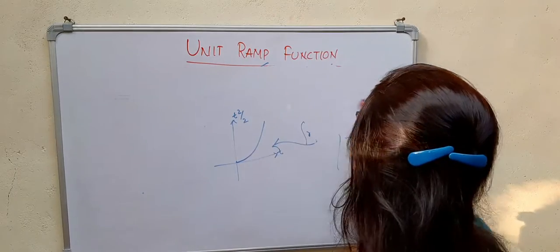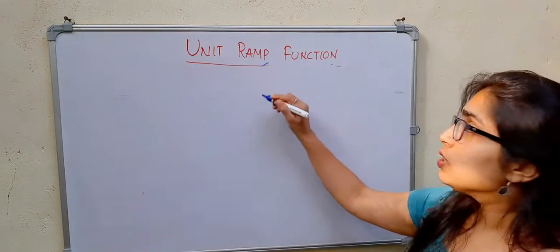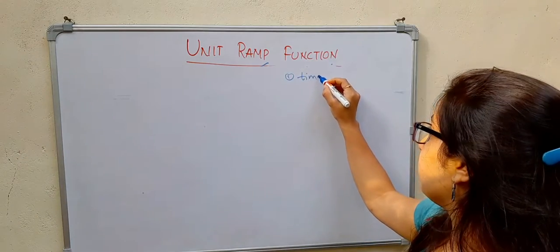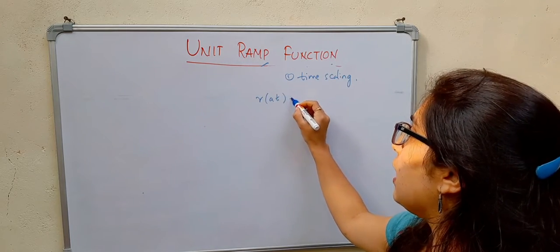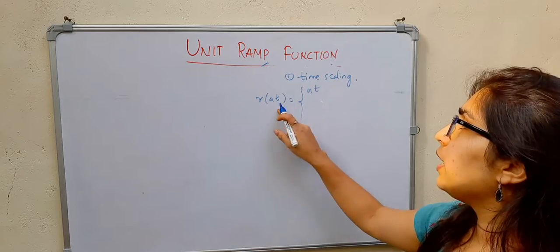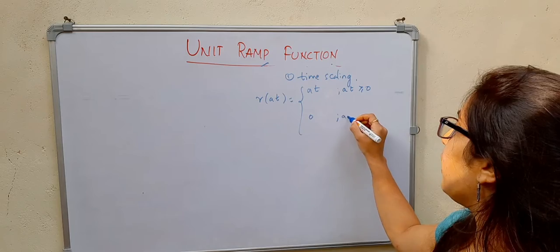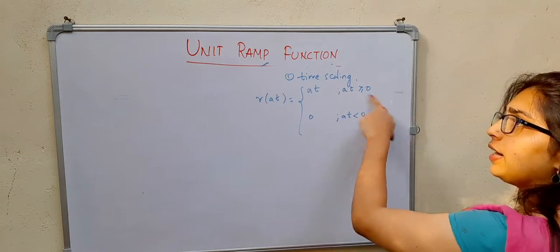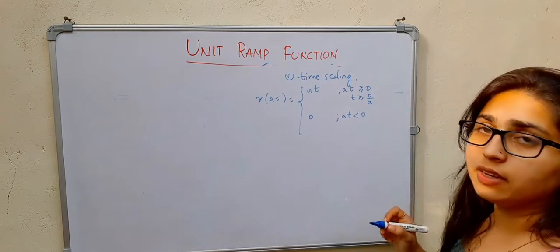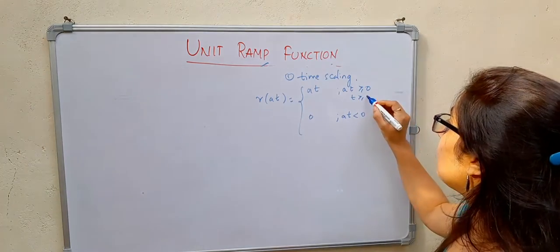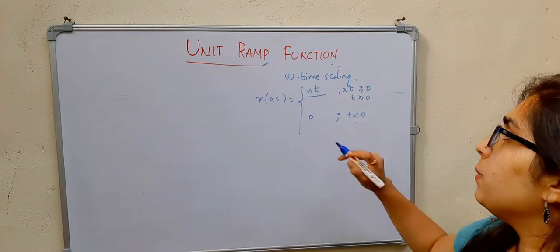Okay. Next we will consider some of the operations that can be performed on the unit ramp function. So if I consider time scaling, r of at is equal to, instead of t, I am writing at, for at greater than or equal to 0, and 0 for at less than 0. So this I can write in terms of t. How? t greater than or equal to 0 by a. I will bring it to the denominator. 0 by a is nothing but 0. Here also 0 by a is nothing but 0. Okay, so this will be at.